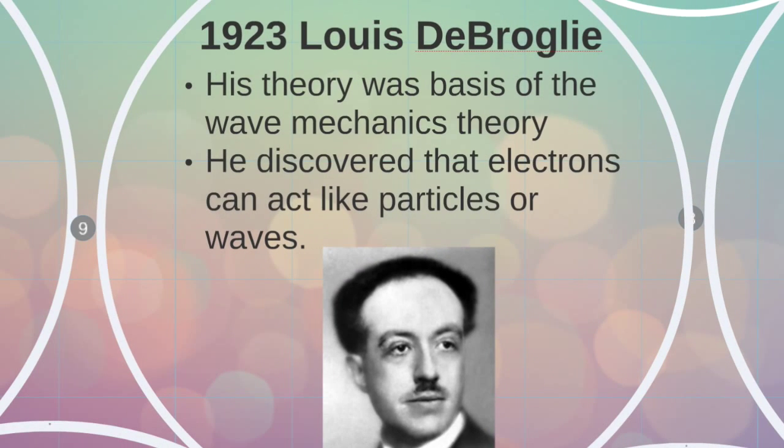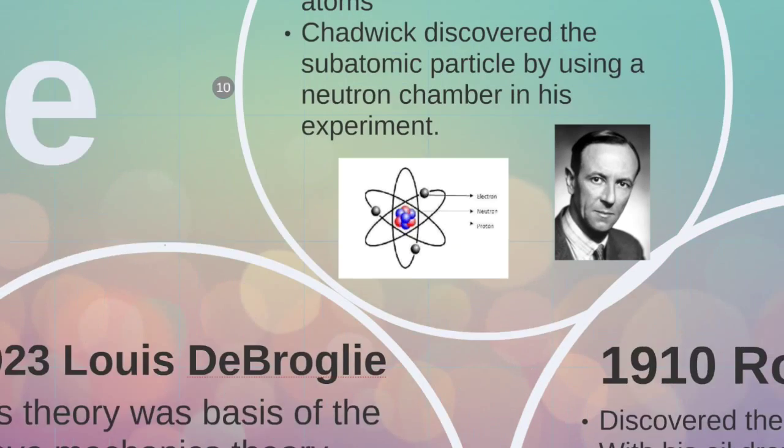In 1923, Louis de Broglie's theory was the basis of the wave mechanics theory. He discovered that electrons can act like particles or waves. Waves produced by electrons contain orbits around the nucleus and make a standing wave of a certain energy of wavelength. He discovered that electrons can act like waves, which helped explain some of the things electrons do that we had never been able to explain before.